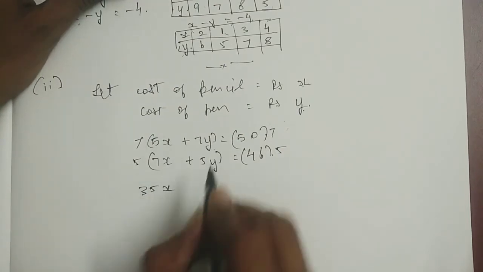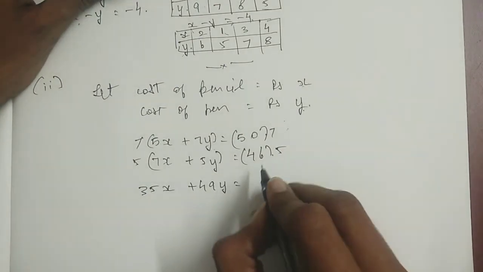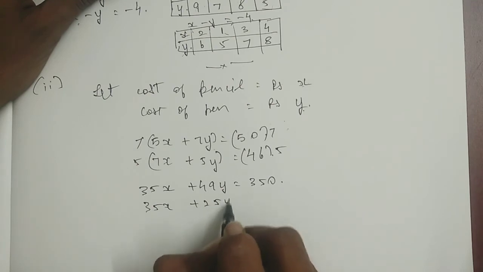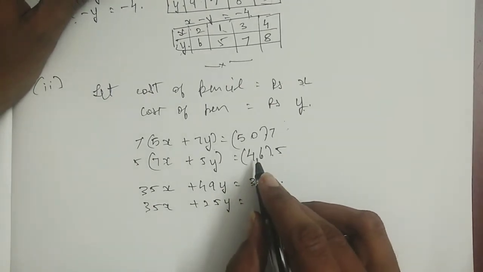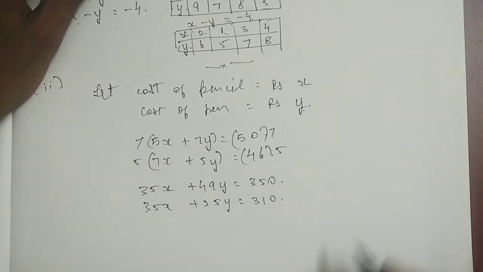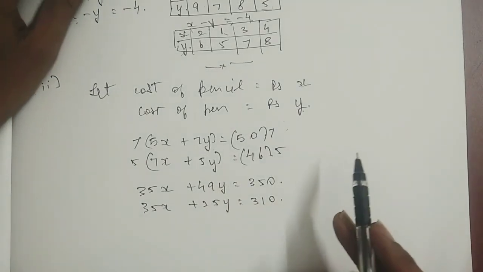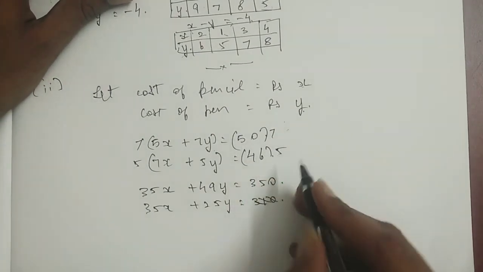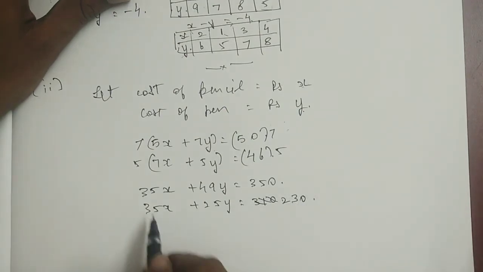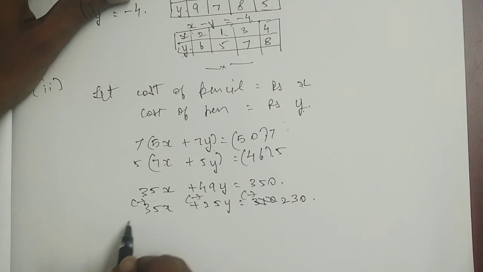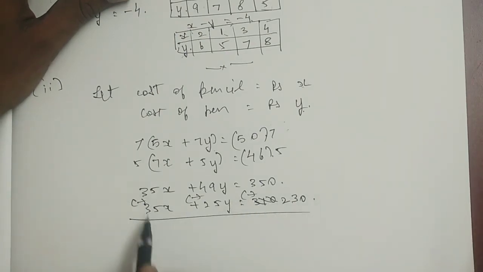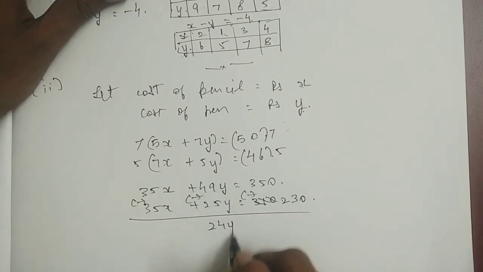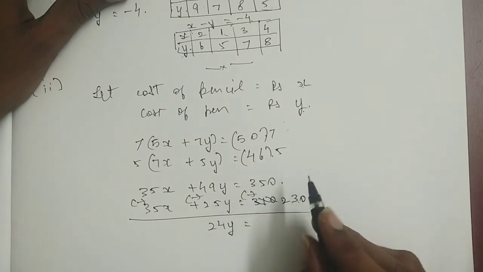Now I'll get 7 5s are 35x plus 49y is equal to 7 5s are 35, 350 rupees. Here 7 5s are 35x plus 25y is equal to 46 into 5. 5 6s are 30, 5 4s are 20, so 230. Now minus, minus, minus, because I am doing the elimination method here. So 35x minus 35x is 0, and 49y minus 25y is 24y, which is equal to 350 minus 230, which is 120.